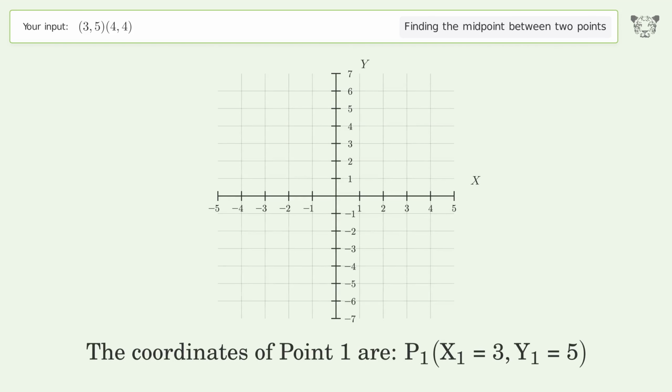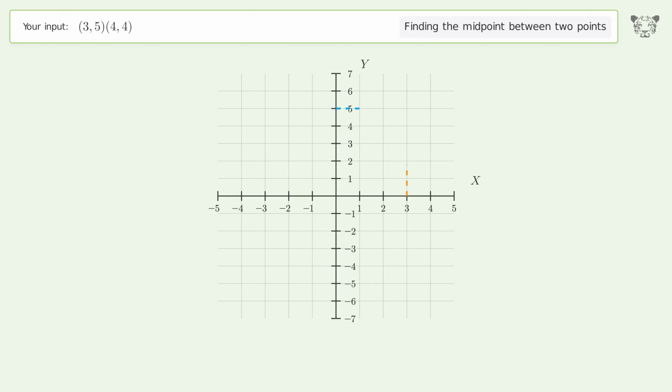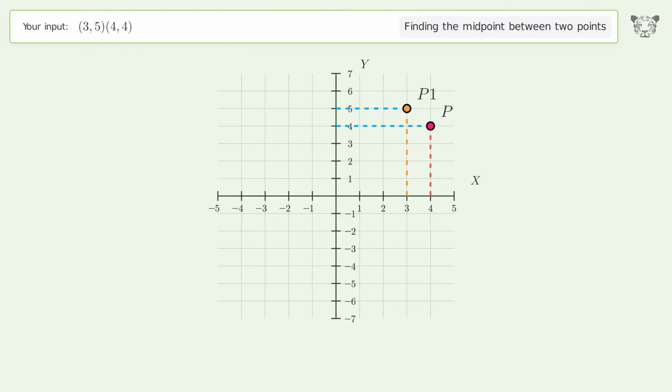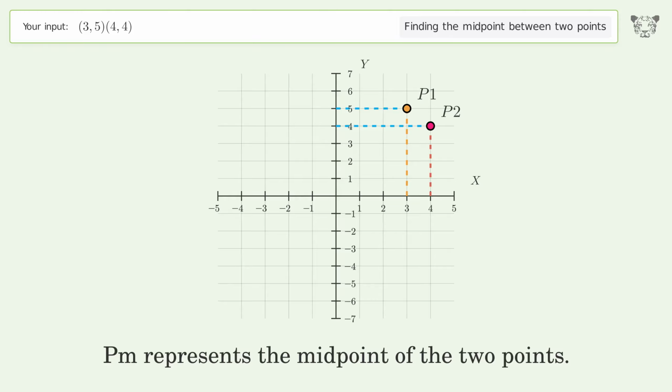The coordinates of point 1 are x1 equals 3, y1 equals 5. The coordinates of point 2 are x2 equals 4, y2 equals 4. PM represents the midpoint of the 2 points.